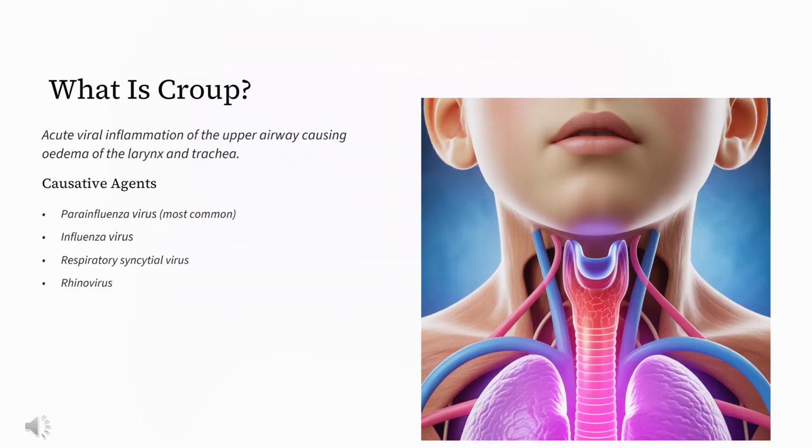So, what is croup? Croup is an acute viral inflammation of the upper airway causing edema of the larynx and trachea. So, there will be edema in this area, in the larynx and the trachea. It can cause an inspiratory stridor, which is very characteristic of croup.